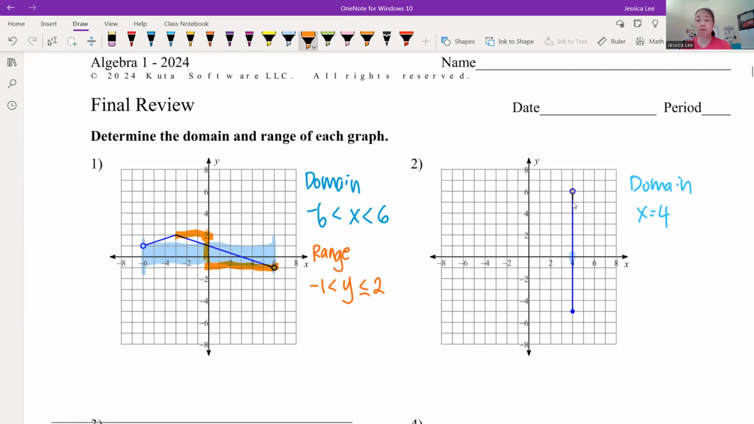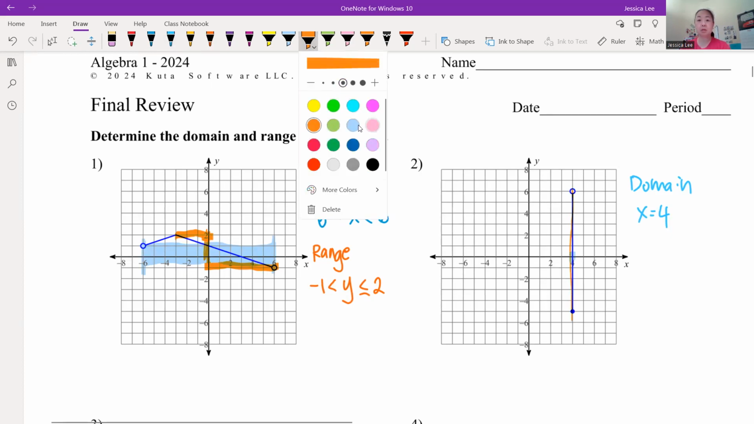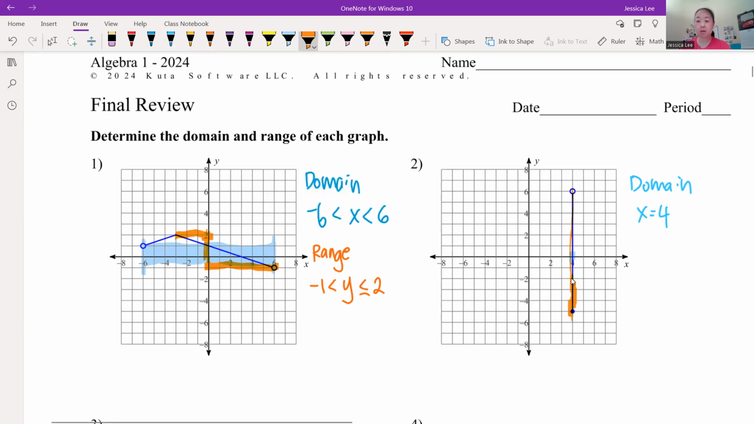Let's see here. We've got a range. So ranges are y values. I can't really see that, so I'm going to go like this. There we go, so you can see it a little better. So the y range is going to be anywhere from -5. So -5 is less than or equal to y, which is less than 6. At 6, it cannot be 6 because there's a hole at 6. It's an open circle, which means cannot equal to. And there's your range.